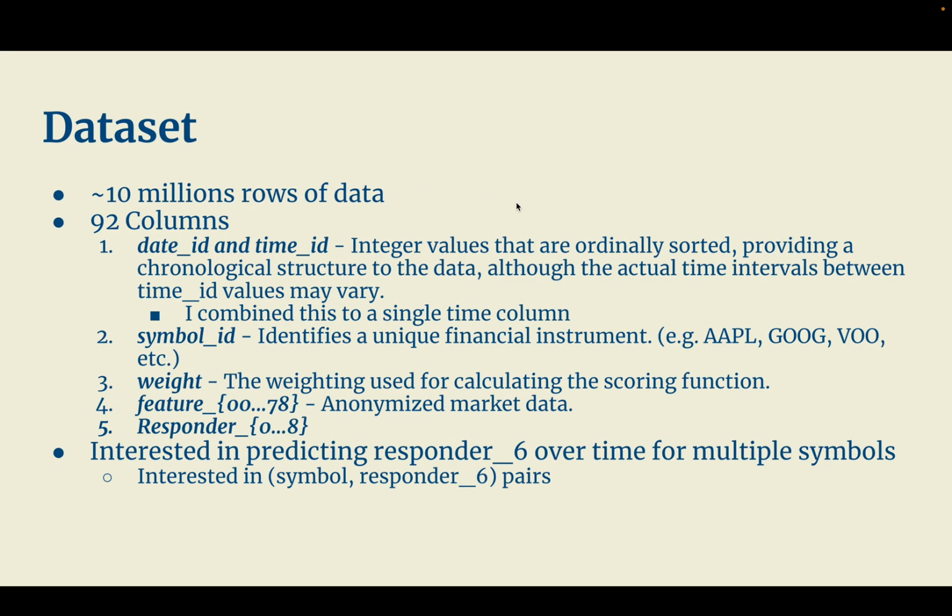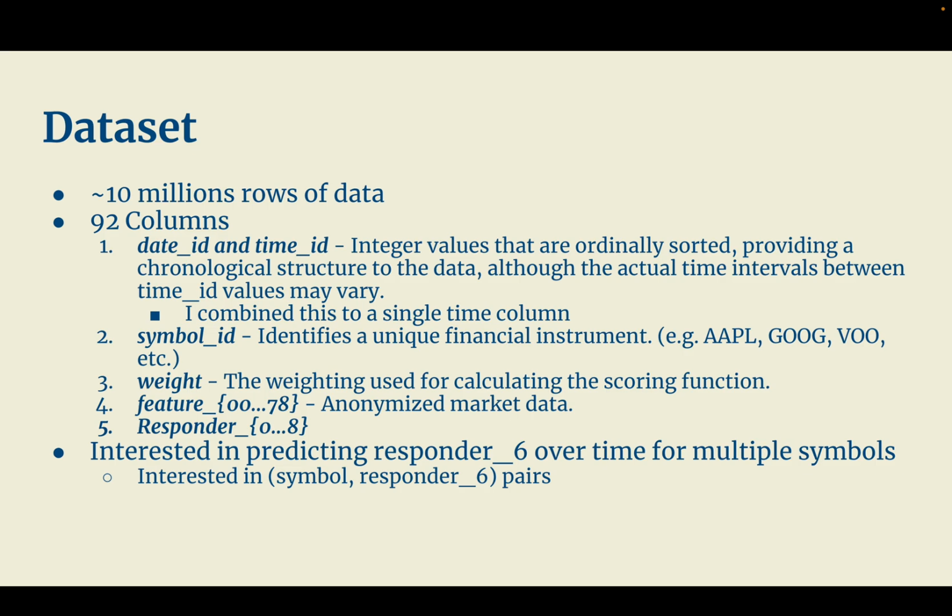In terms of the data set format, it has around 10 million rows of data and 92 columns. These 92 columns roughly fall into 5 categories. Two of them are called date ID and time ID. These are time-based columns and variables, so I decided to combine them into a single time column since they go together very well.